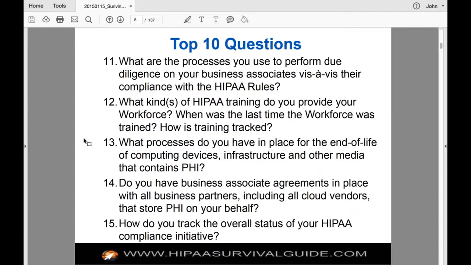One of the things that always gets me about a BAA is the covered entity has the right to ask for a risk assessment from the BA, and many times they don't.